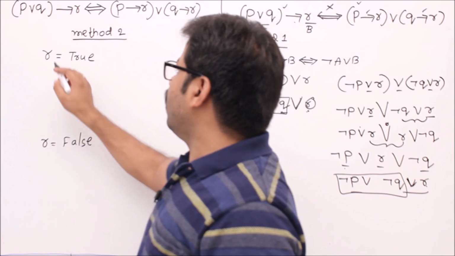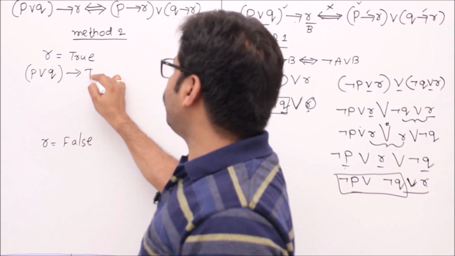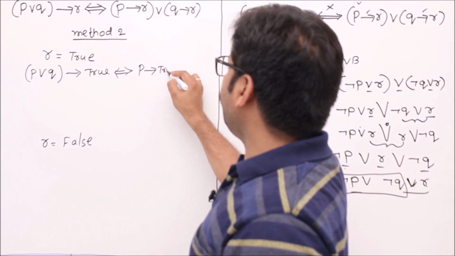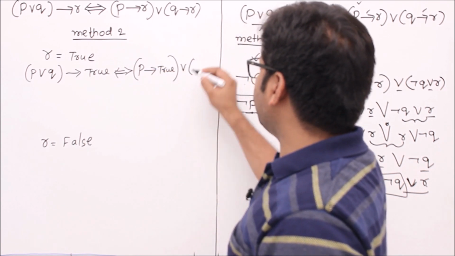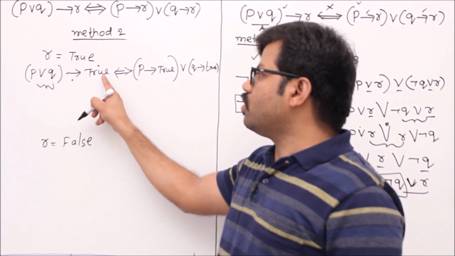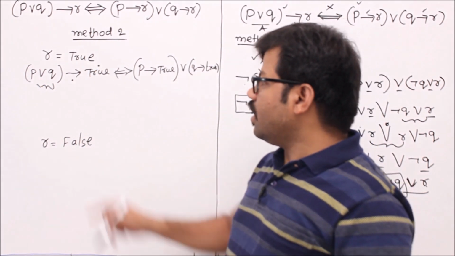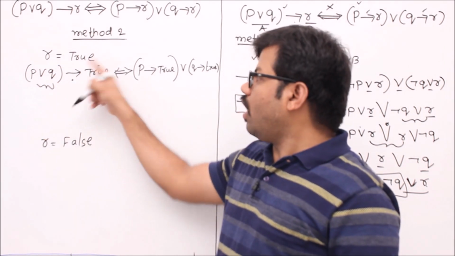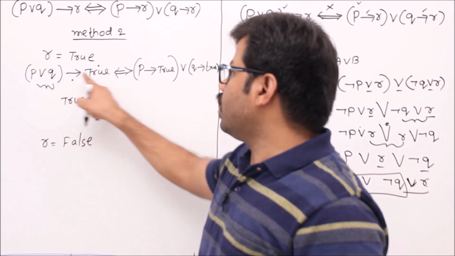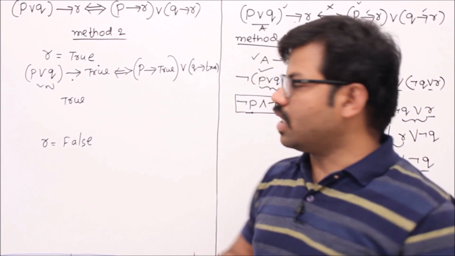PRQ implies R. I am substituting R value true, right? Then PRQ implies R is now true, is equivalent to P implies R value true or Q implies true, isn't it? Q implies true. If PRQ is true, true implies true. PRQ is false, false implies true, isn't it? What I want to say is, irrespective of PRQ value, the overall formula will become true. That's why this is simplified to true. False implies true, true implies true, so it's not at all depending on PRQ value, isn't it? That's why it is true.